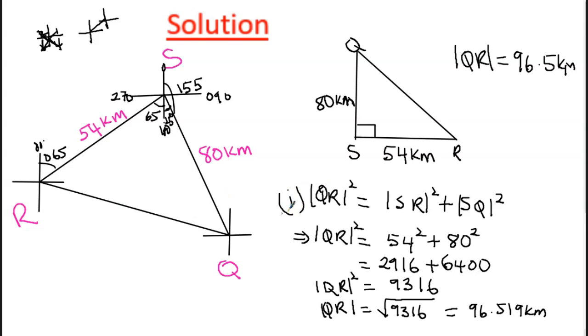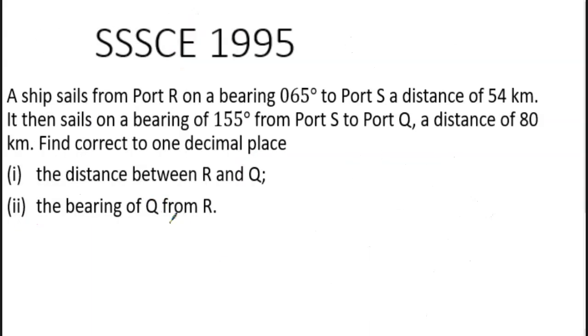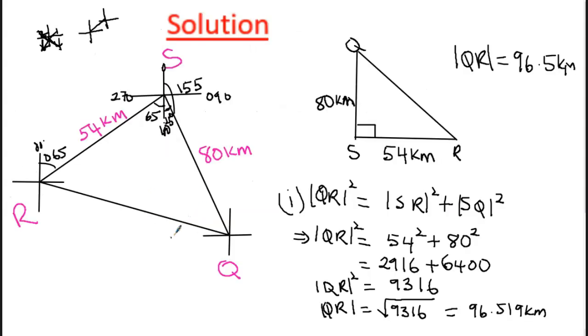So let's look at 2. We are to find the bearing of Q from R. Now look at this. From R means that you start from R and move to Q. So let's go to the diagram. This is R, and then this is Q. If you are looking at the bearing of Q from R, then from the positive y-axis of R to Q, this is the angle that we are looking for.